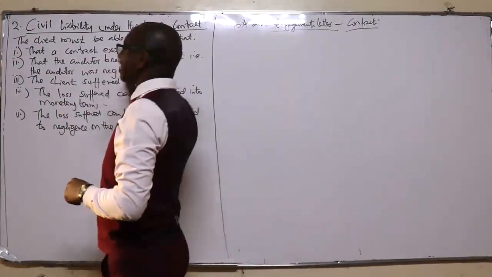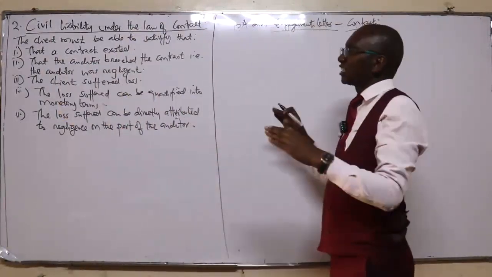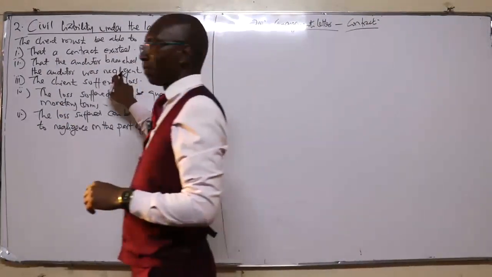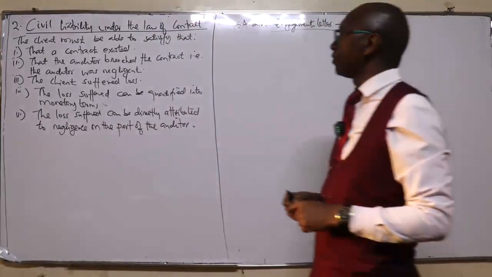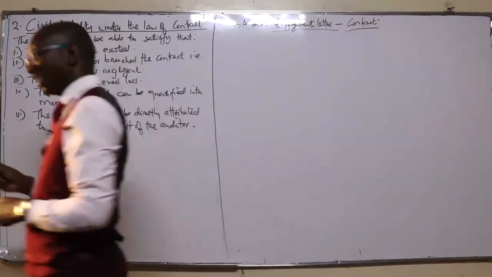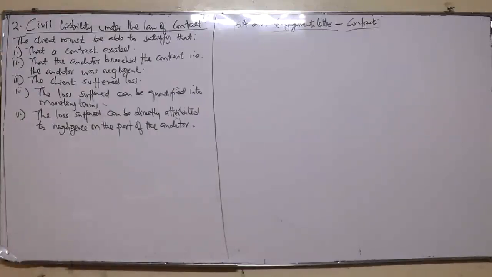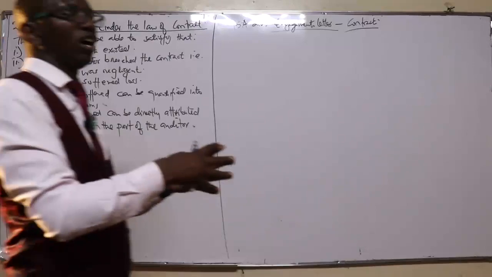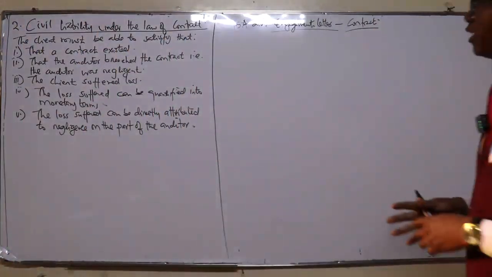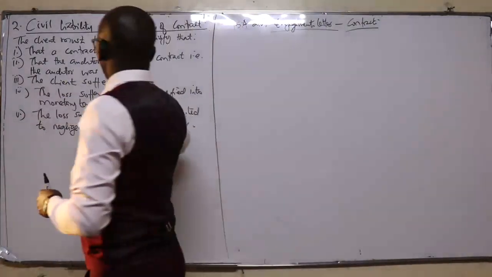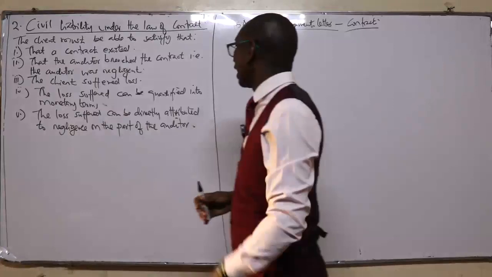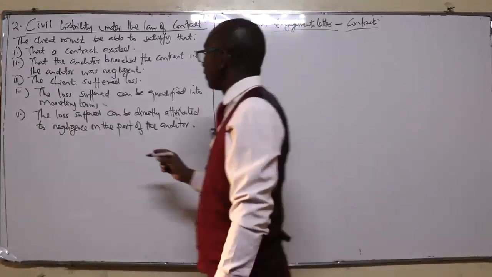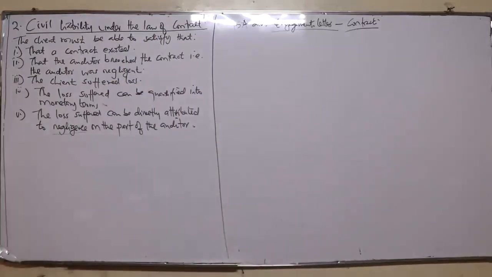Number two, that the auditor breached the contract. This is a unique statement where we are discussing contract and tort together, because the client should be able to indicate that the auditor breached the contract. We are able to confirm this if we can indicate that the auditor was negligent. What is negligence? Negligence will arise if the auditor does what a professional accountant should not do or fails to do what a professional accountant should do. That is negligence. Then the client must indicate that they suffered loss, and the loss can be quantified into monetary terms. How much is the loss? And the loss suffered can be directly attributed to negligence on the part of the auditor. If it were not for the auditor's negligence, the client would not have suffered loss.